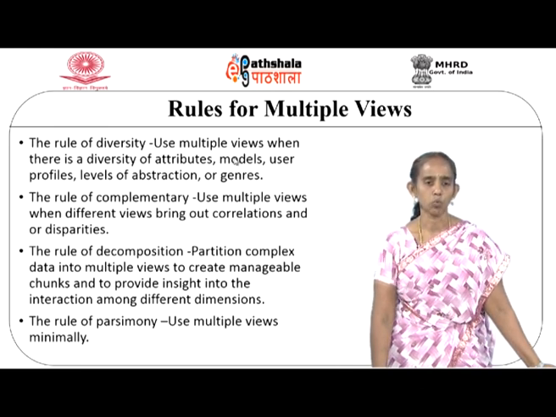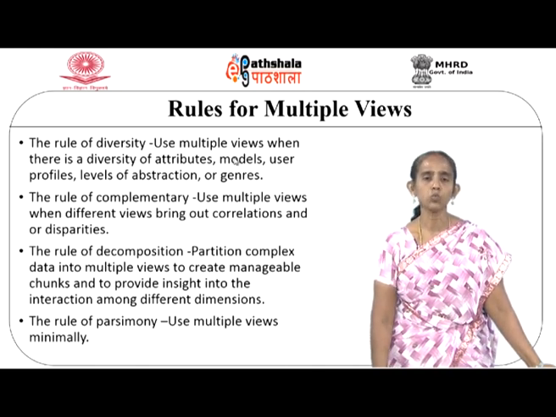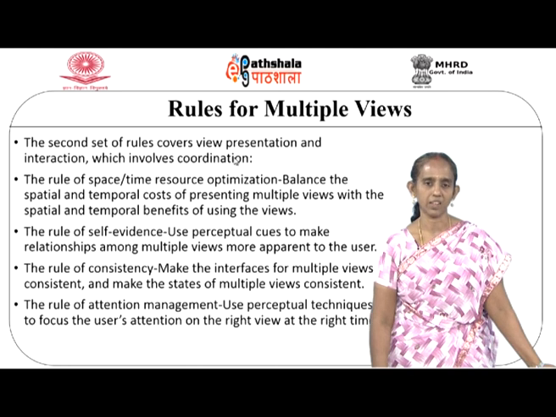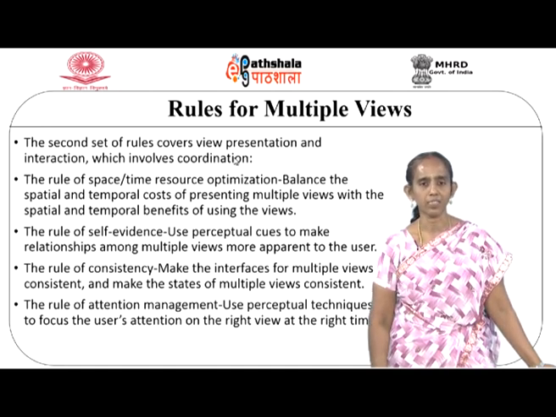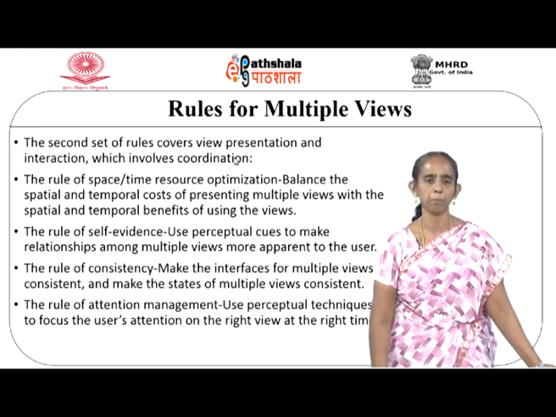The next one is the rule of parsimony. In the rule of parsimony, we state that you should try to use multiple views in a minimal way. The second set of rules also covers view presentation and interaction, which also involves coordination, and they are given as follows. The rule of space or time resource optimization states that we need to balance the spatial and temporal cost of presenting multiple views with the spatial and temporal benefits of using the views.